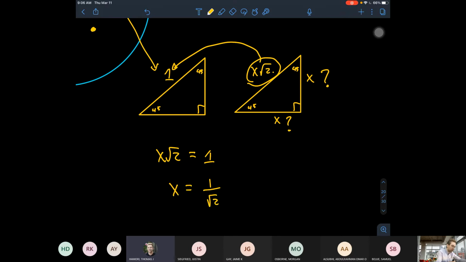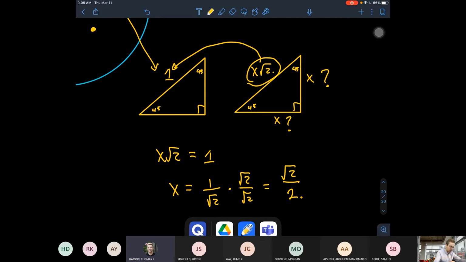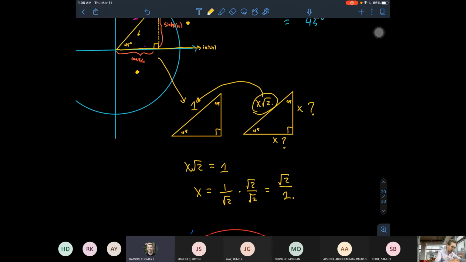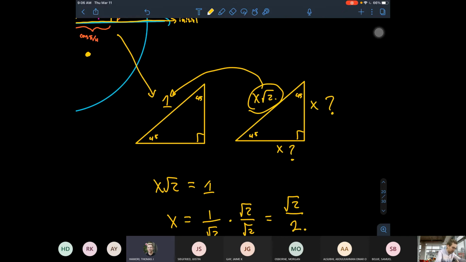And then I would rationalize that denominator by multiplying by 1. And I would get square root of 2 over, well, the square root of 2 squared would be 2. Okay, so I get square root of 2 over 2 is what these side lengths are. So I can fill them in now. This one's square root of 2 over 2, and this one's square root of 2 over 2.